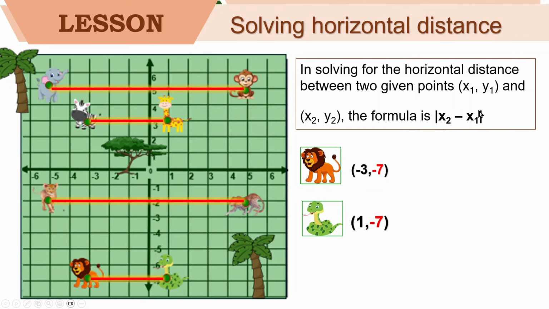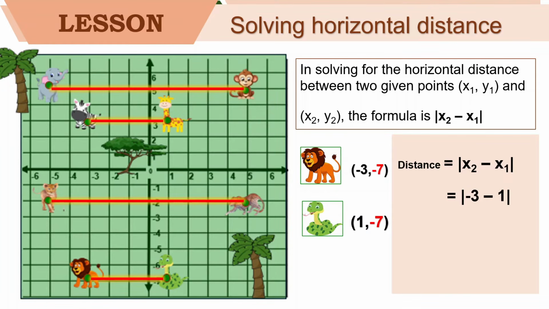And notice the vertical bars there, that's the symbol for absolute value. Meaning, regardless if you will get positive or negative, you will report it as positive because there is no such thing as a negative distance. So let's apply this. Distance equals the absolute value of x sub 2 minus x sub 1 for horizontal distance. And since this is our x sub 2 and this is our x sub 1, negative 3 minus 1 is equal to negative 4. And again, the absolute value will give us positive 4.